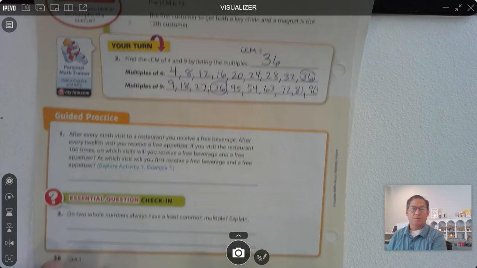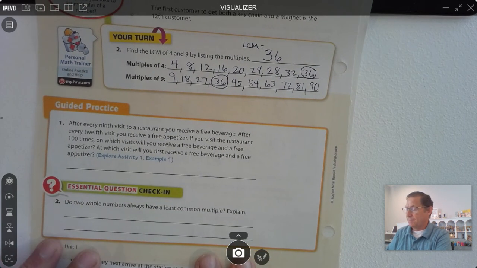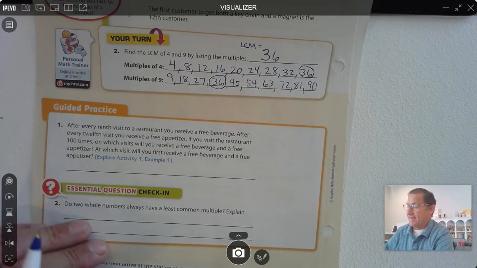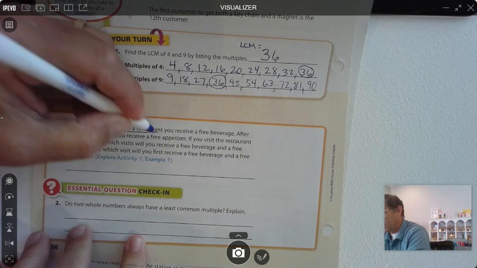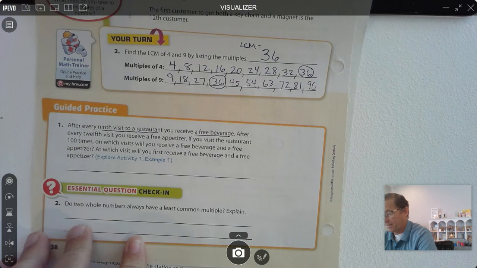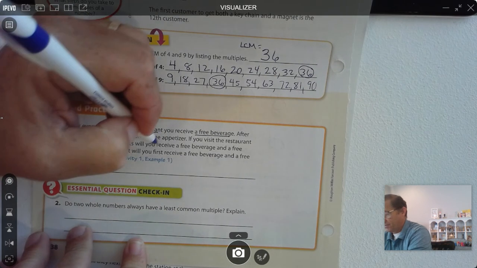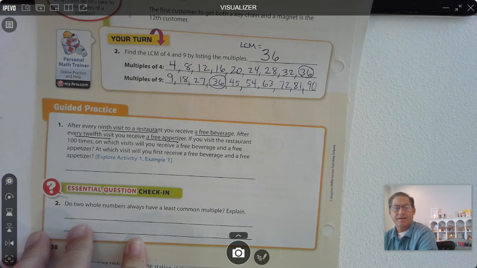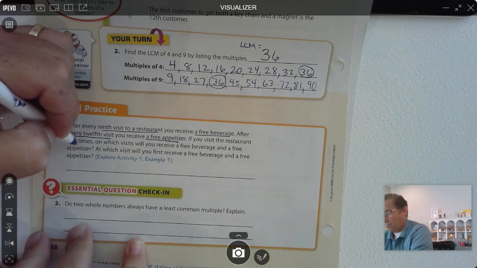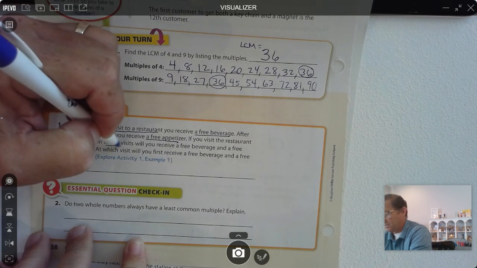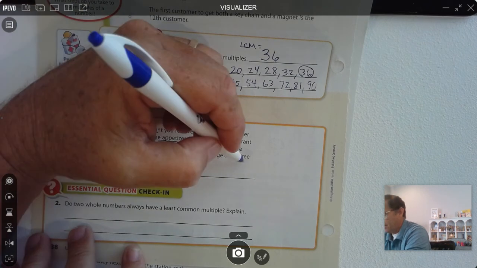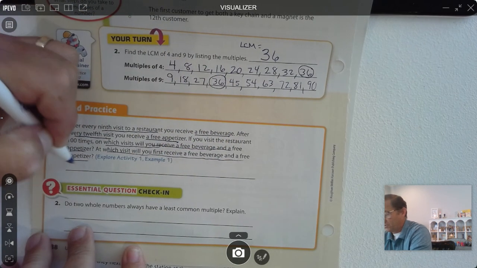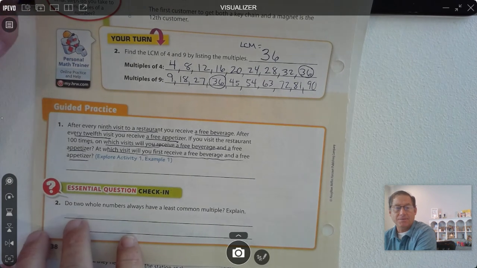All right, so let's do a problem like example 1. Every 9th visit to a restaurant, you receive a free beverage. After every 12th visit, you'll get a free appetizer. If you visit the restaurant 100 times, on which visits will you receive a free beverage and a free appetizer? At which visit will you first receive a free beverage and appetizer?